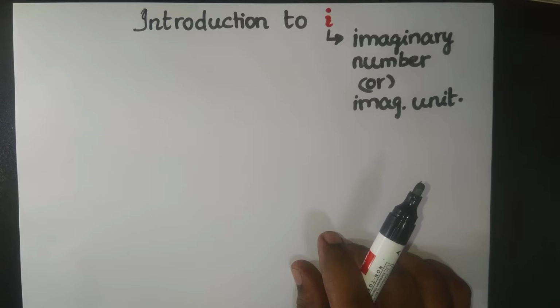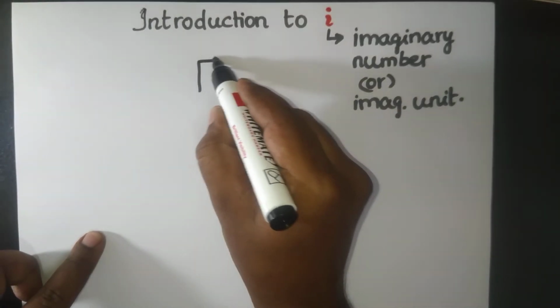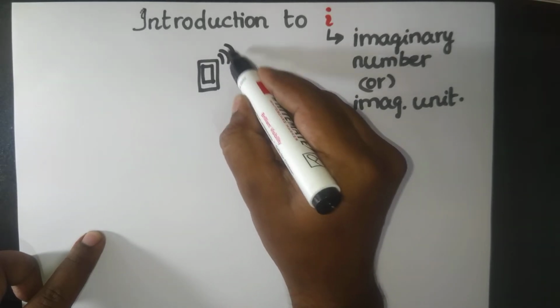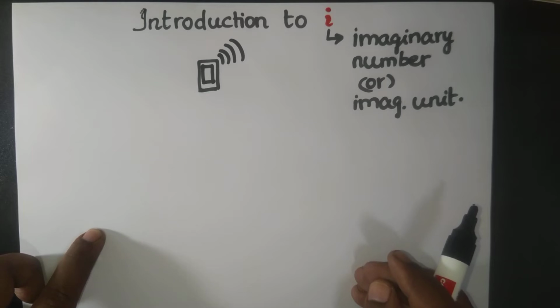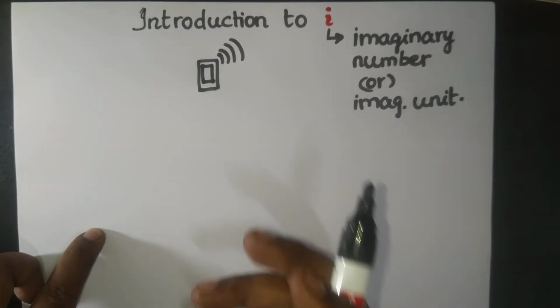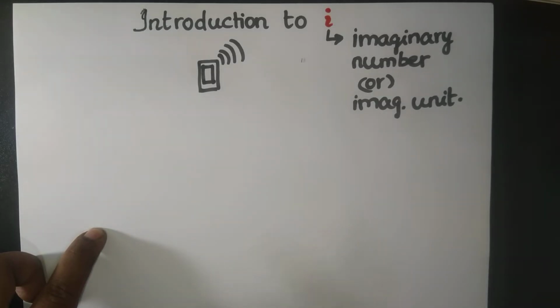Imagine, without i, we might not be able to use our cell phones. Today we are able to talk on cell phones, and that's all because of i. And you're able to listen to the radio, that's because of i. Every polynomial equation has a solution if complex numbers are used. If imaginary numbers and complex numbers are used, every polynomial equation has a solution.